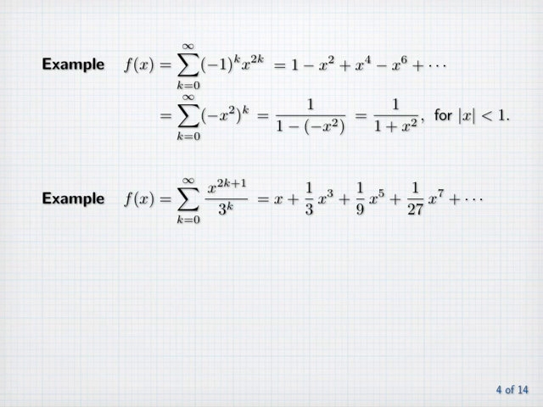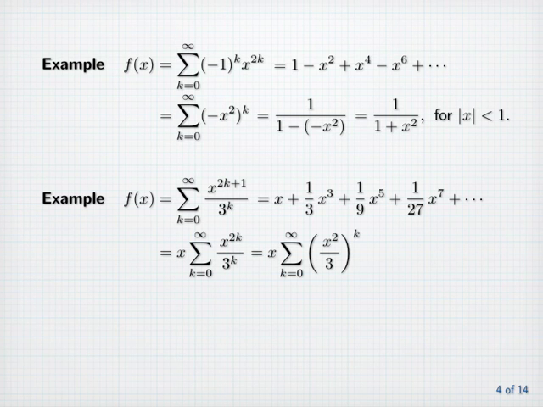Again, we want to view the kth term as the kth power of something, so we need to factor off x, which makes the kth term x to the 2k over 3 to the k, and that's the kth power of x squared over 3. So f of x is equal to x times the sum from k equals 0 to infinity of x squared over 3 raised to the kth power.